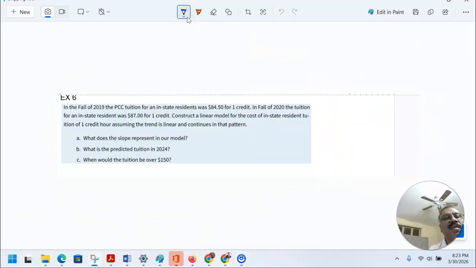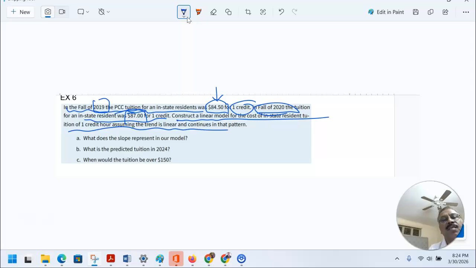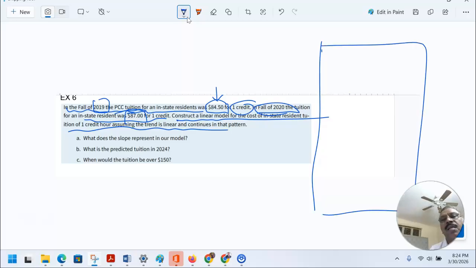Example number 6 says, in the fall of 2019. Now see, this one tells us that at Pima Community College the tuition fee was so much for every 1 credit. So each credit is 84.50 for one. But in the fall of 2020, the tuition fee increased and it went to 87.50 for one. So we are supposed to construct a linear model for the cost of in-state resident tuition for 1 credit. What that basically means is, I'm going to show it with a table, okay? That way we understand better.